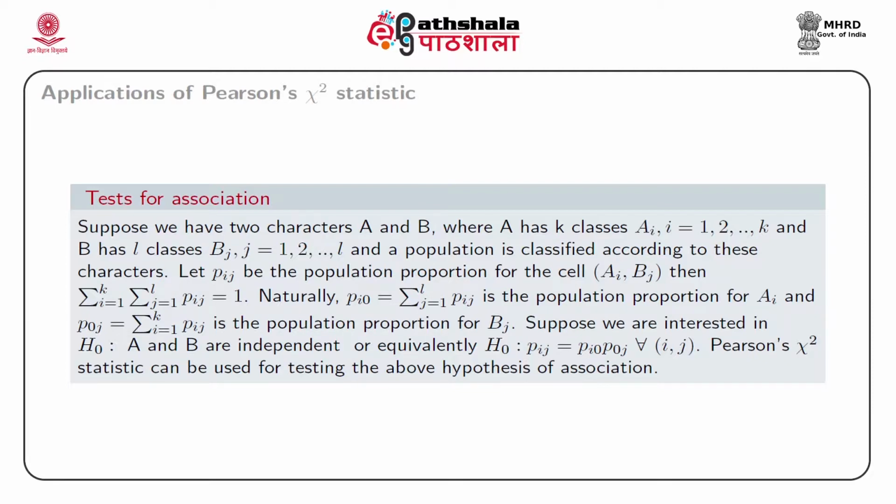Suppose we are interested in testing the null hypothesis that A and B, that is these two characters, are independent, which can be equivalently expressed as Pij equal to Pi0 multiplied by P0j for every i, j. Here the Pij are the cell probabilities and Pi0, P0j are the marginal probabilities. So the Pearson chi-square statistic can be used in this case also.